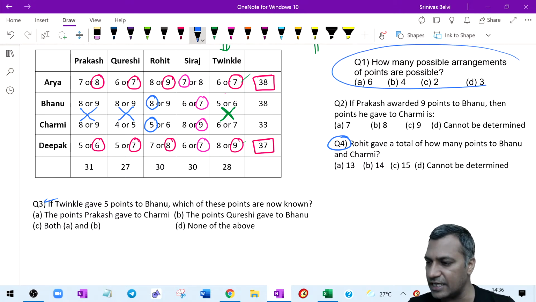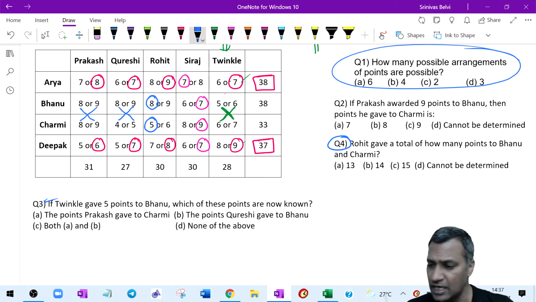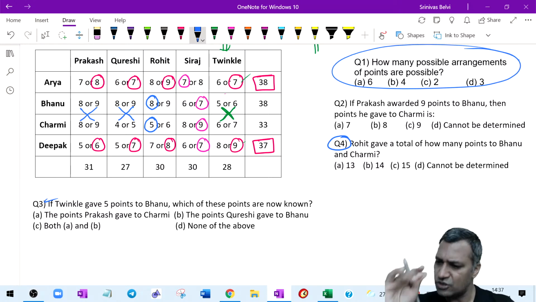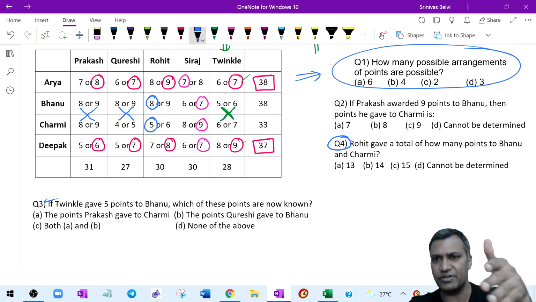How many possible arrangements? Whenever it comes to all possibilities, take them towards the end, because they're always going to be trickier ones. All possibilities is never easy to do. But that can be the very first question. In fact, when this came in the CAT, this was the very first question there.